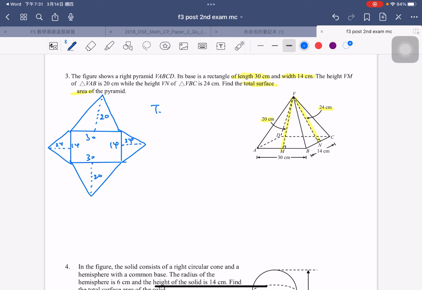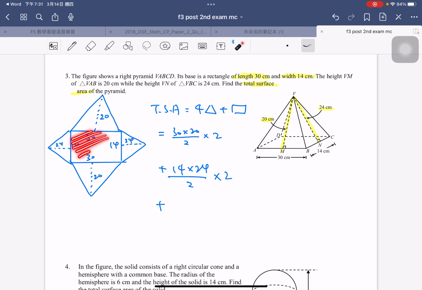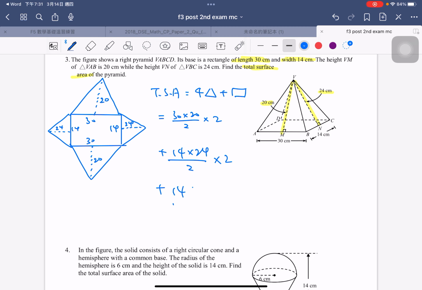So now the total surface area is just equal to the four triangles' area plus the base area, isn't it? So the area of these 4 triangles is this area times 2, which is 30, the base, times the height, divided by 2, and then times 2 because you have 2 same triangles, isn't it? And then plus the left and right triangles. The base this time is 14 times 24, which is the height, divided by 2. This is for one triangle, as we have 2 same ones, so times another 2. And then don't forget to add the base area as well, which is 14 times 30.